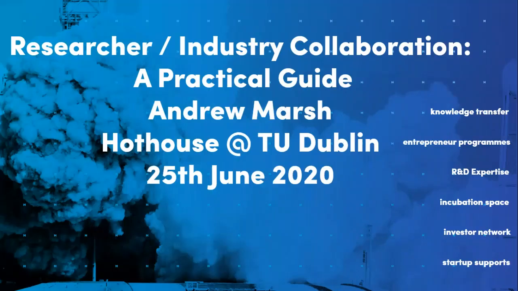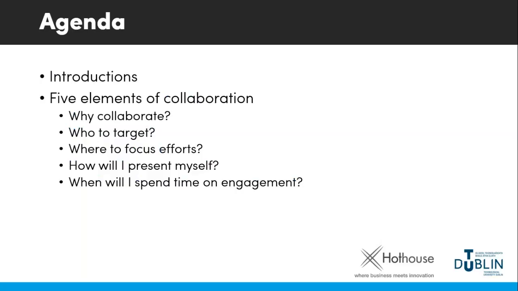Yes, the title is Researcher Industry Collaboration, a Practical Guide. And the agenda of what we're going to cover today is I'm going to give you a little bit more introduction to myself and to Hothouse, and I'm aware of the fact that there's a limited amount I can cover in a half hour today. So I want to give you a quick overview of a framework that we use, 5 elements of collaboration: why collaborate, who to target, where to focus your efforts, how I will present myself, and when I will spend time looking at collaboration and on engagement.